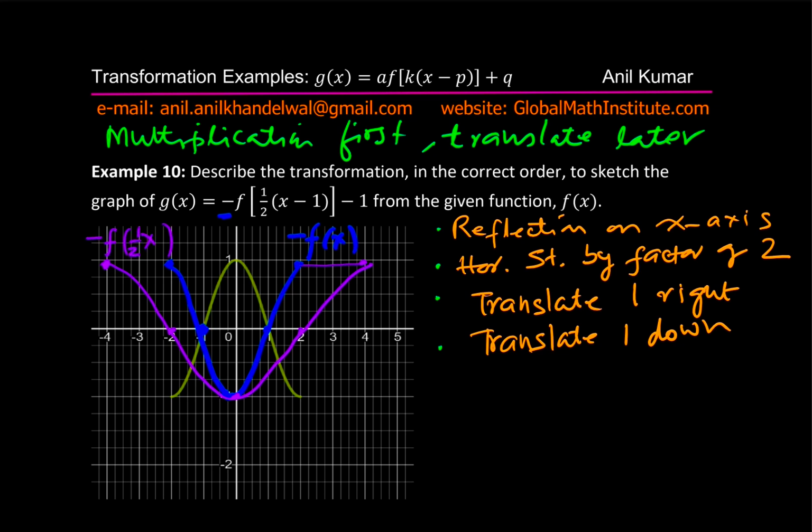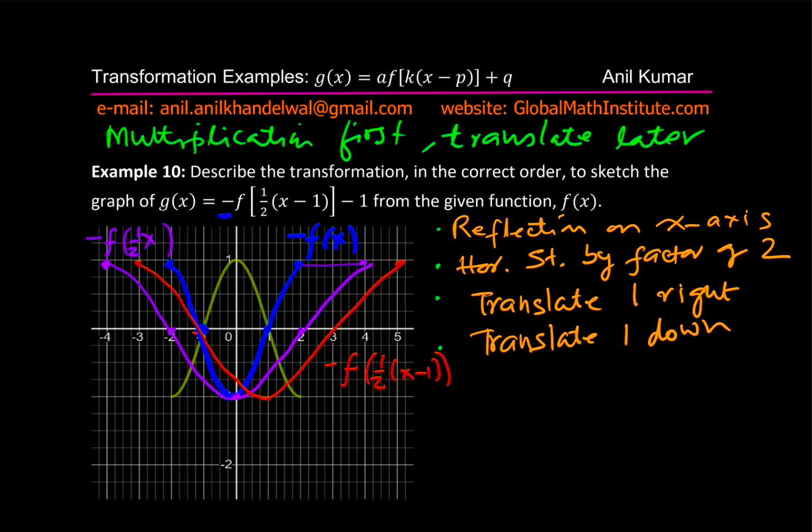Perfect. Now we are going to translate 1 unit to the right. So let me use another ink to translate 1 unit to the right. So each point will shift 1 unit right. So let's go along and see we just moved it 1 unit right. So this graph which I have drawn now is minus f of half x minus 1.